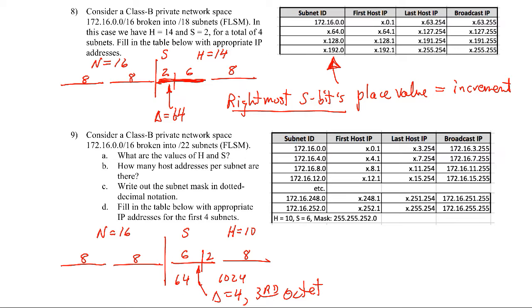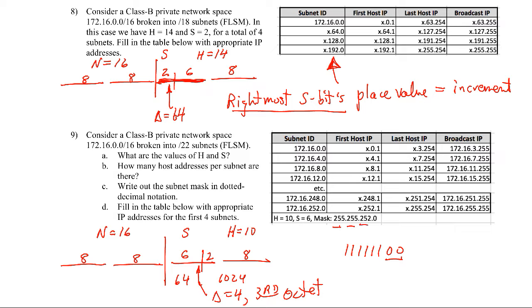Okay, let's add 1 to the subnet IDs. That's easy. Let's subtract 1 from the subnet IDs. 4.0 minus 1 is 3.255. 8.0 minus 1 is 7.255, etc. And the subnet mask has 6 1s and 2 zeros in the third octet. So I'm going to have 255.255, and then 6 1s and 2 zeros. All 8 1s would be 255, so I'm going to go 255 minus 3 and get 252.